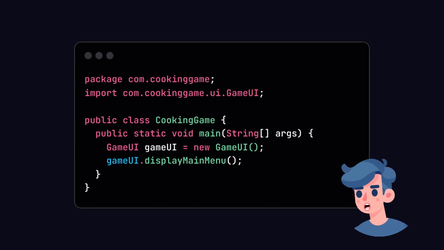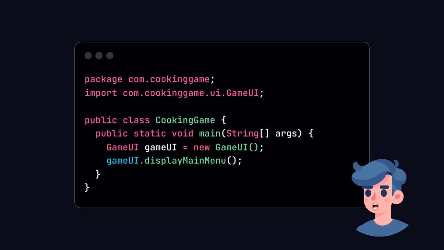to cook. With the user interface in place, we need to tie everything together in the main CookingGame class. We will instantiate the GameUI and call the displayMainMenu method to start the game.